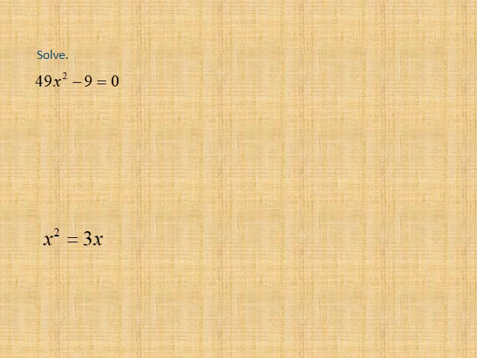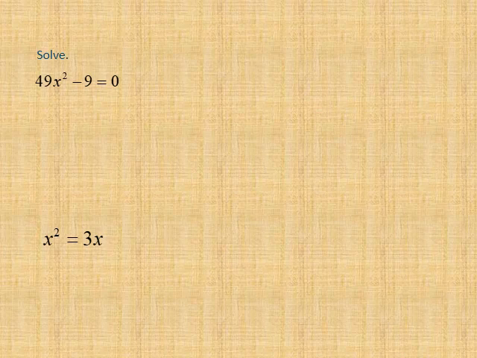We have another example, 49x squared minus 9 equals 0. It's the difference between two squares. The first has a square root and the second has a square root, and between them we have a negative sign. The factorization of this type will be two brackets, and in each of them we put the root of the first number, then the root of the second, but one of them is plus and the other is minus.